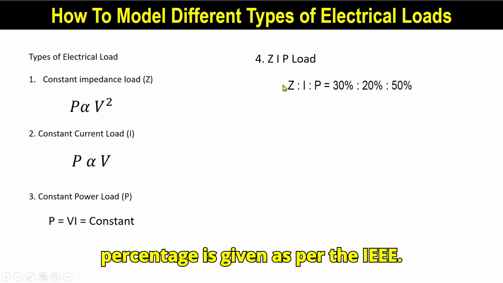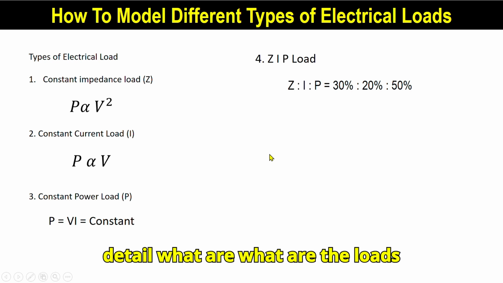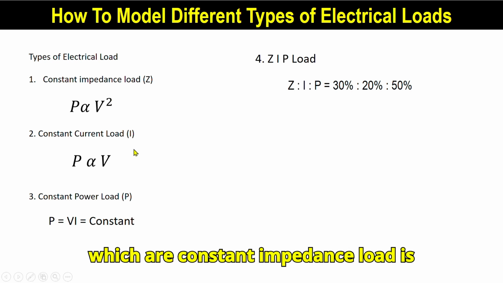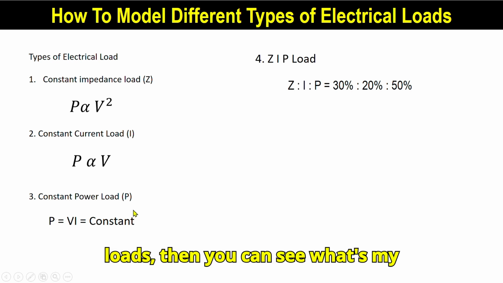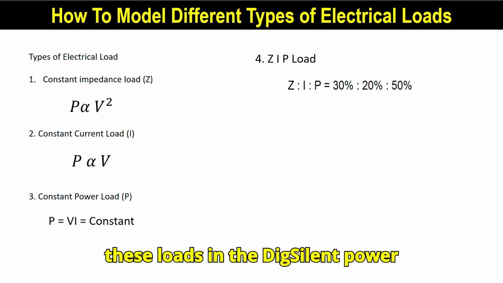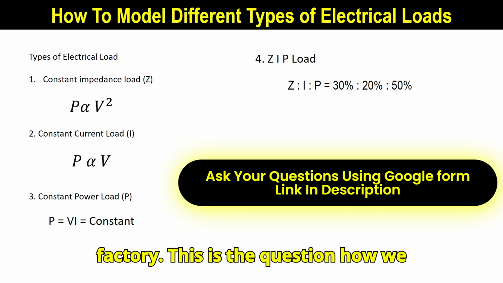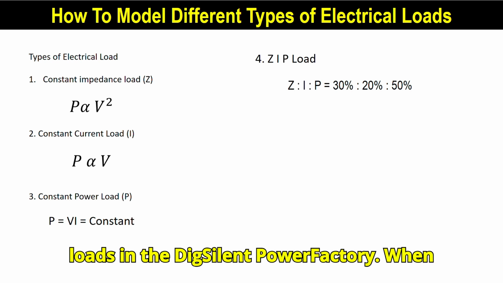This percentage is given as per the IEEE. If you want to know in more detail which loads are constant impedance loads, constant current loads, and constant power loads, you can watch my lecture number 5. Now, how can you model these loads in DIgSILENT PowerFactory? This is the question: how can you define these loads in DIgSILENT PowerFactory?